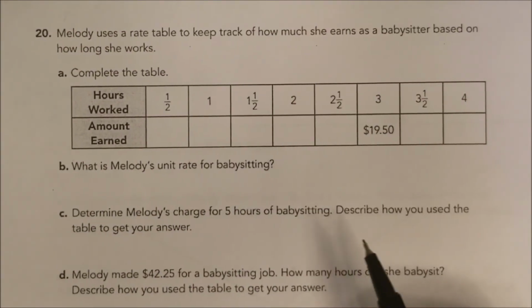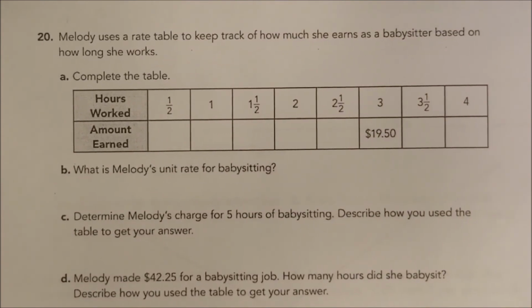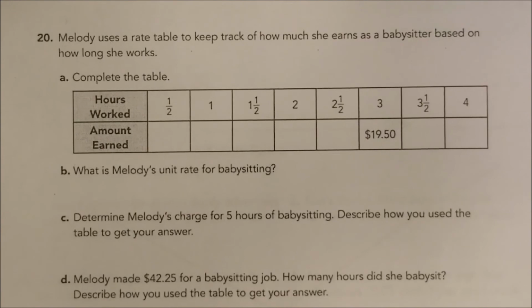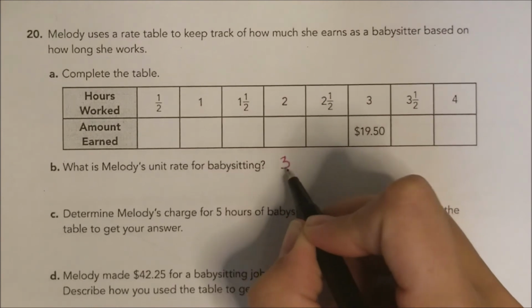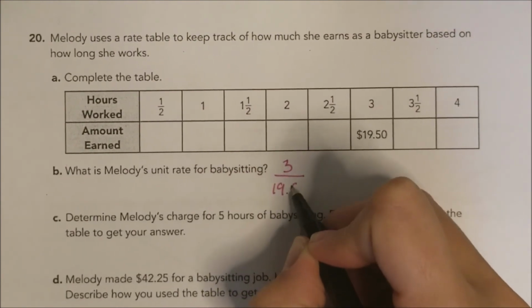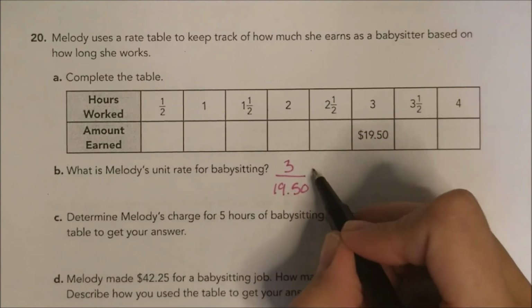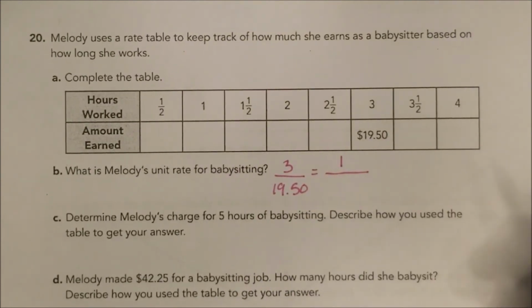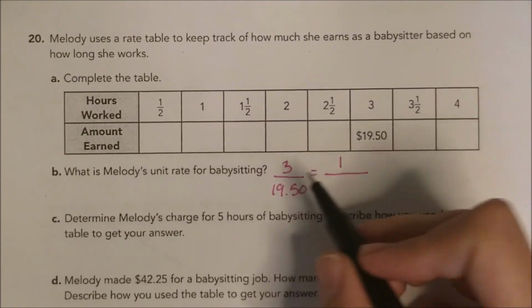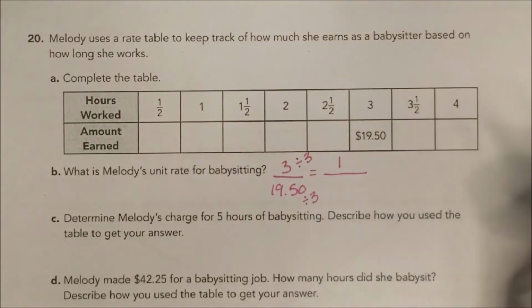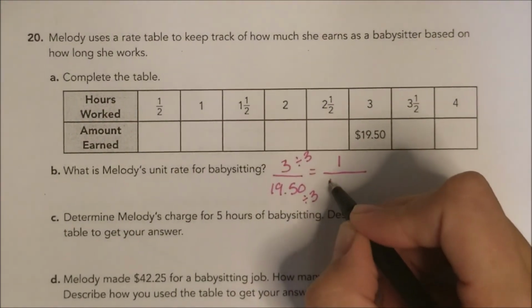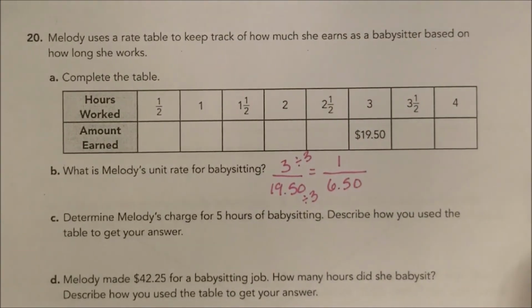Number 20. Melody uses a rate table to keep track of how much she earns as a babysitter based on how long she works. So A says complete the table. B says, what is Melody's unit rate for babysitting? So we are given 3 hours of work for $19.50. So we're trying to figure out for 1 hour how much she earns. So 3 to 1, I'm dividing by 3. So $19.50 divided by 3 is $6.50.